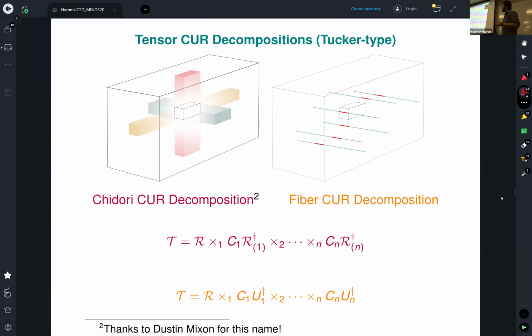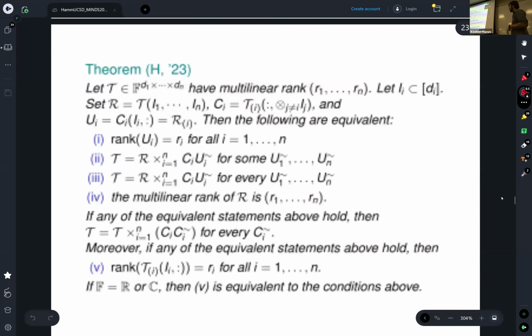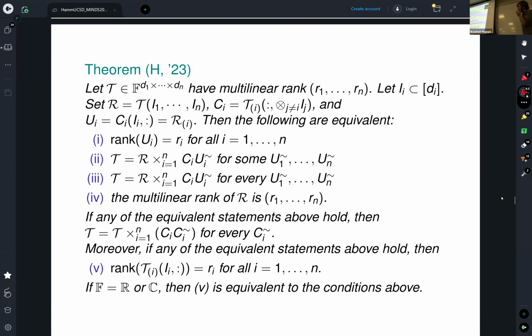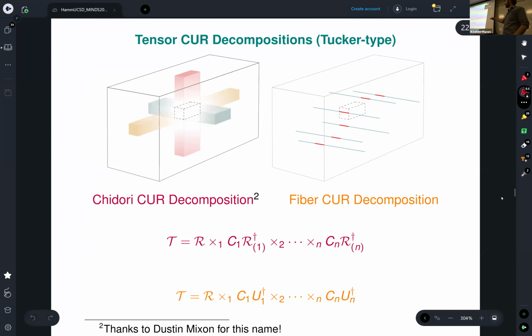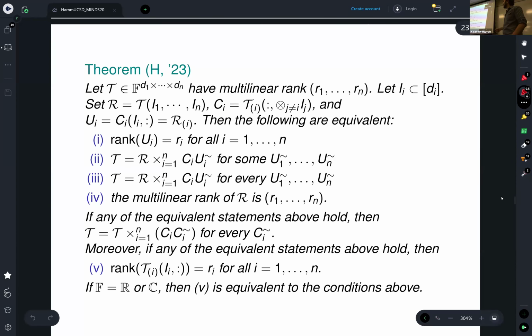All right, so these are two ways to do a tensor CUR decomposition when you're looking at a Tucker factorization, right? And I'm going to state briefly the equivalent of the characterization theorem I had for matrices, in the absolute most general form that I know it to be true, just to show you what is true in this case. So I can actually assume that my tensor has entries in some arbitrary field, and I know its multilinear rank, and you can ignore the index sets here. Just picture this picture here. So I'm using this Chidori decomposition here, and what I need is those little submatrices U_i have to match the ith piece of the multilinear rank for all i.